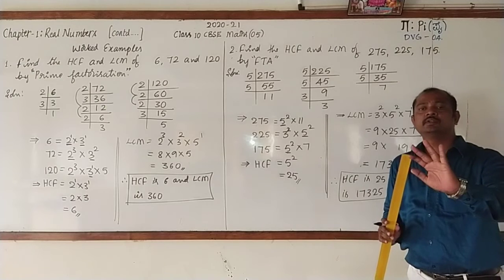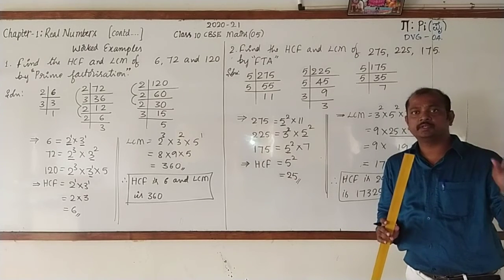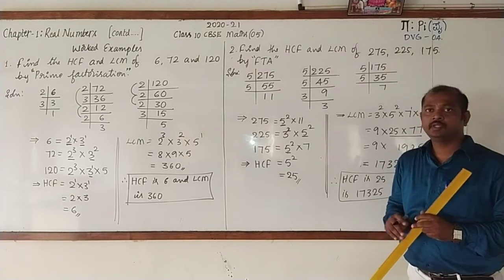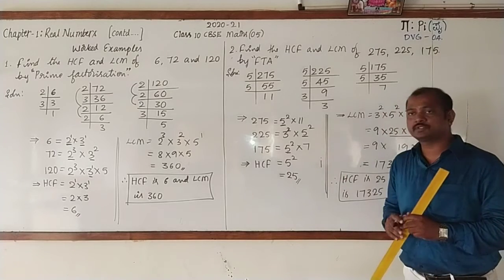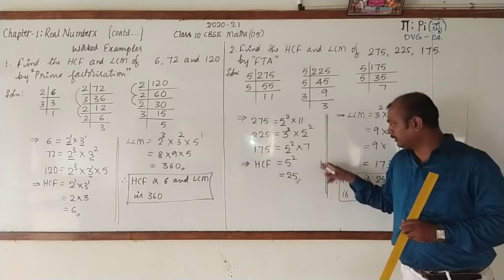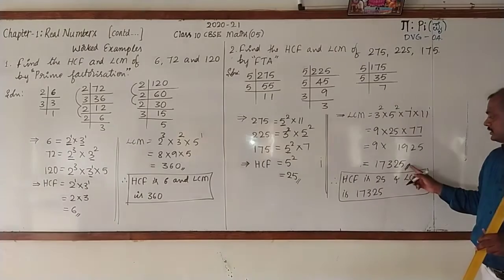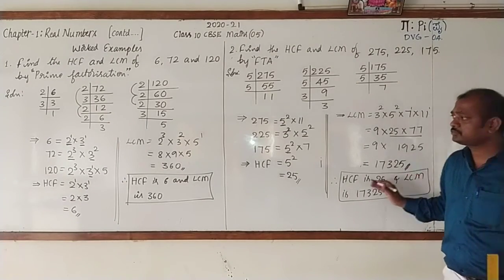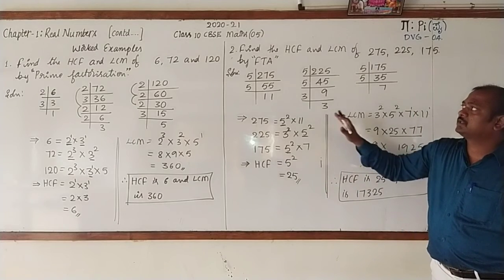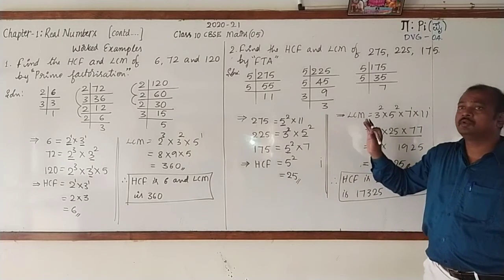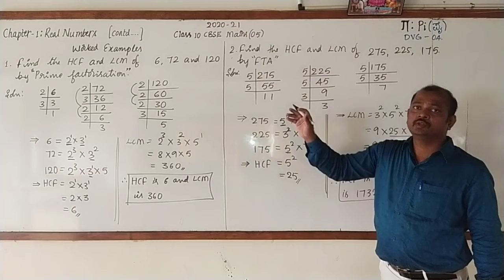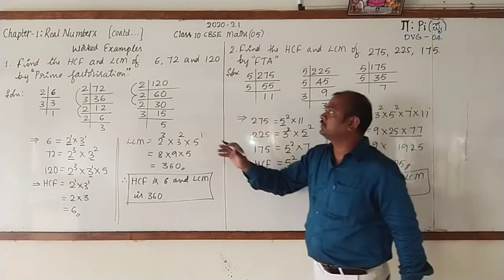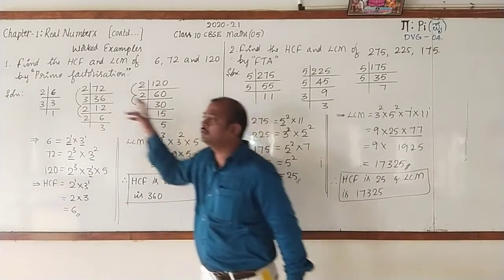That indicates the sentence is completed, full stop. In case of Hindi, we use the vertical line. In case of mathematics, we just put two lines like this. Now, this is the method of finding HCF and LCM. Now, you have to pause the video and copy from there to here.